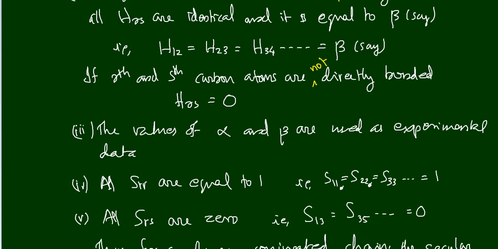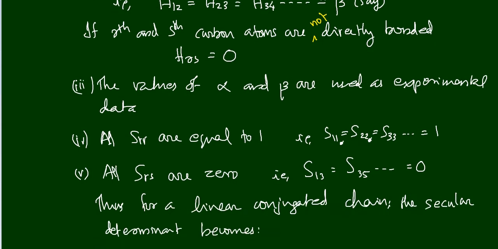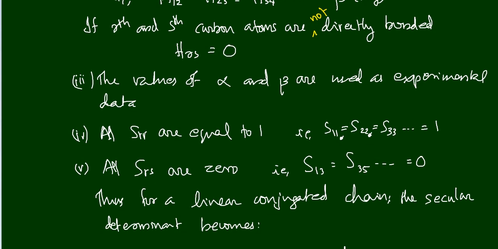Okay, the values of alpha and beta are taken from experimental data, and all S_RR are equal to 1, which means S11 is equal to S22 is equal to S33 is equal to 1. But all S_RS are 0 if R and S are not identical. Okay, that means S13 is equal to S35, etc. is equal to 0.